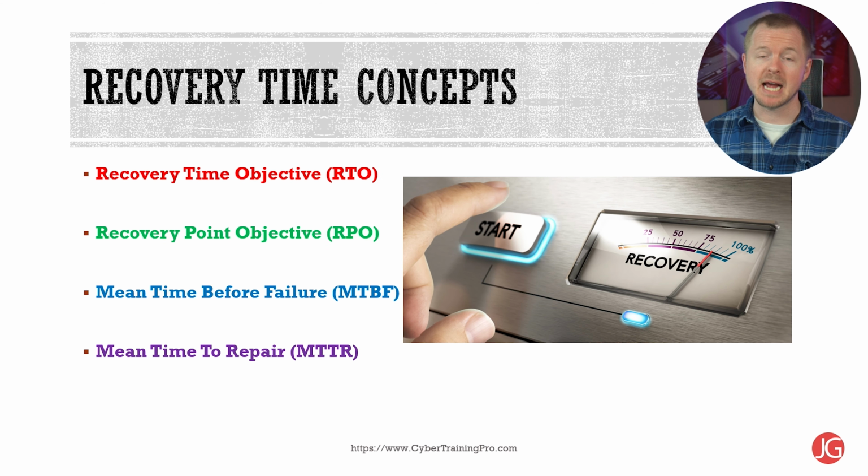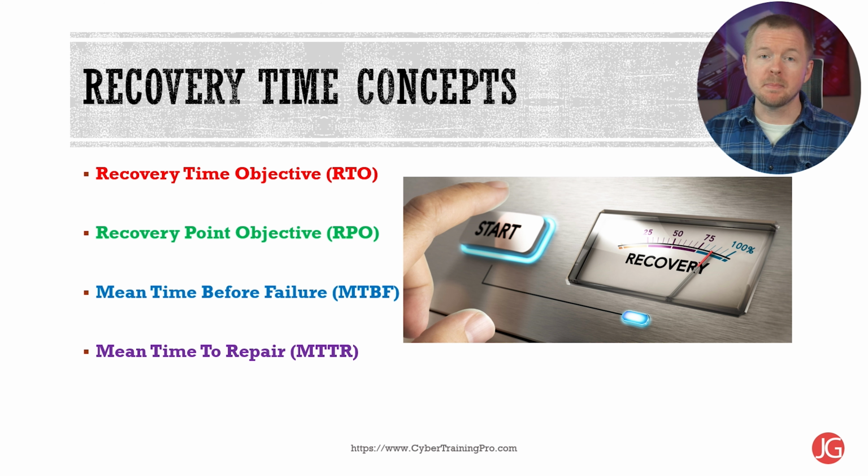The first one is recovery time objective, or RTO, and that's the maximum amount of time that it can take a system to restore after an outage. Basically, the RTO is saying how long can the business accept a system to be down, and past that, there could be unacceptable damage. Recovery point objective, or RPO, is the point in time where data loss is acceptable.